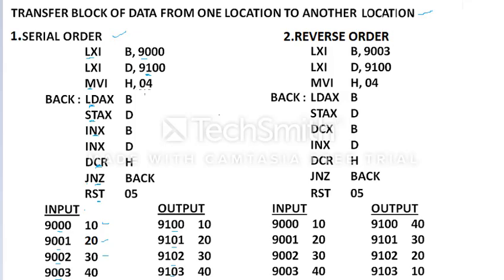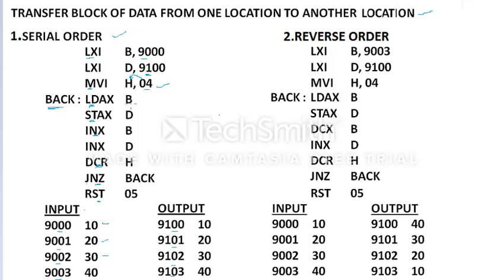Then I am taking only 4 inputs as a counter. To do that, I have to make one register a counter by using the MVI instruction. That is MVI H, 04. And 04 is the 4 inputs I am taking. That 04 I am moving immediately into the H register. This is the first declaration. Then we'll start the program with the label back.